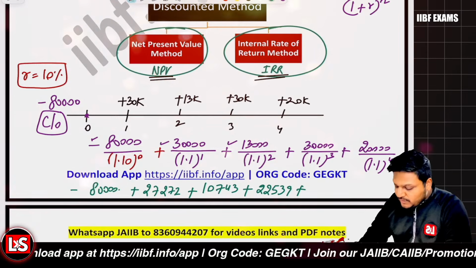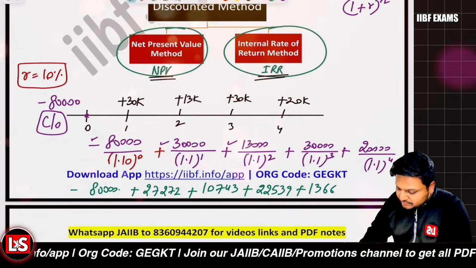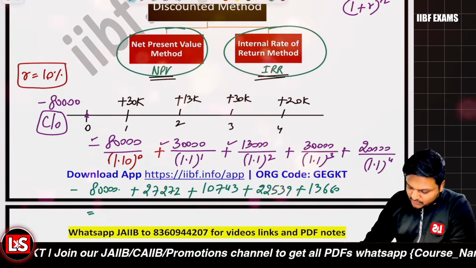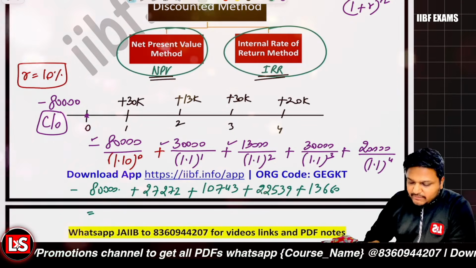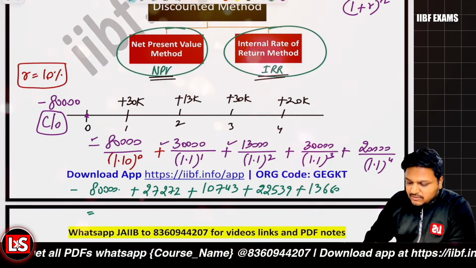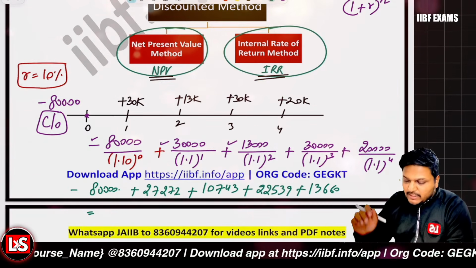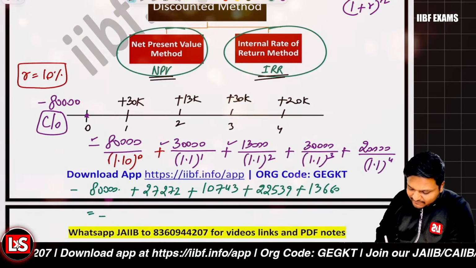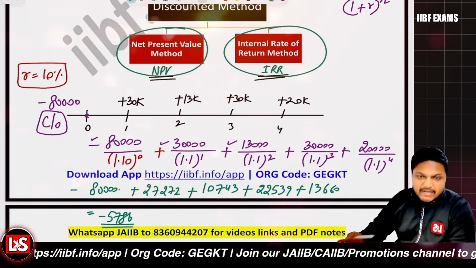which comes out to be 13,660. Now, if we take the algebraic sum of all these terms, it will be 27,272 plus 10,743 plus 22,539 plus 13,660, that is 74,214, minus 80,000. So it is negative 5,786.